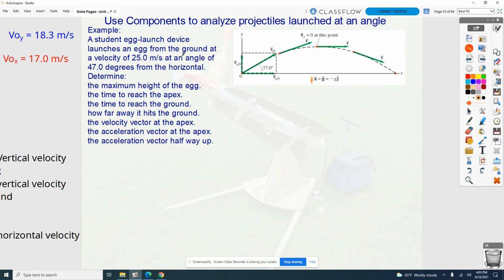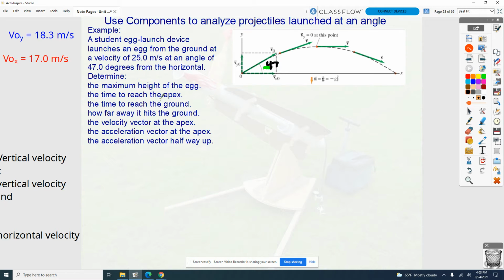Here we have a student egg launch device. Perhaps you've already done your egg launcher device in our class. It launches an egg from the ground at a velocity of 25 meters per second at an angle of 47 degrees from the horizontal. I see right now that this one is from your textbook that said 37. Let's go ahead and just change that to 47 so that we don't have any confusion. So a 47 degree launch angle.